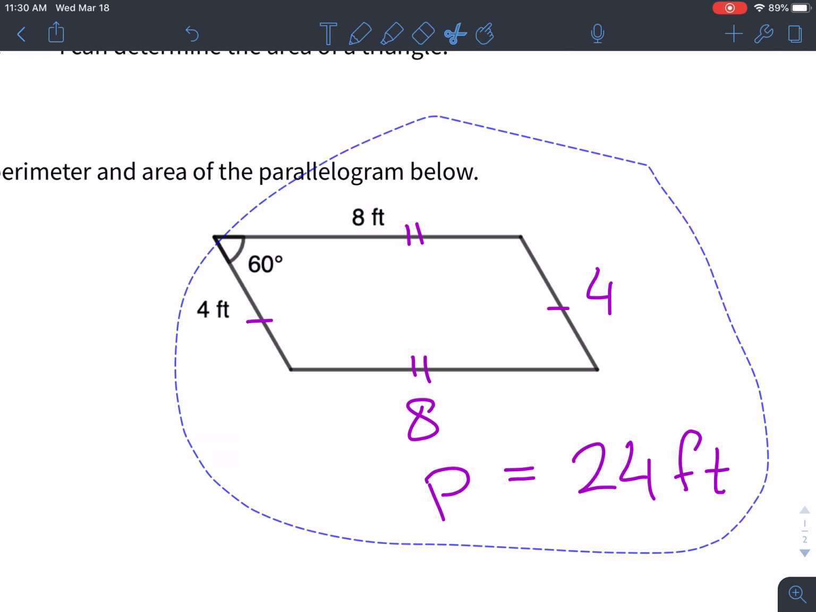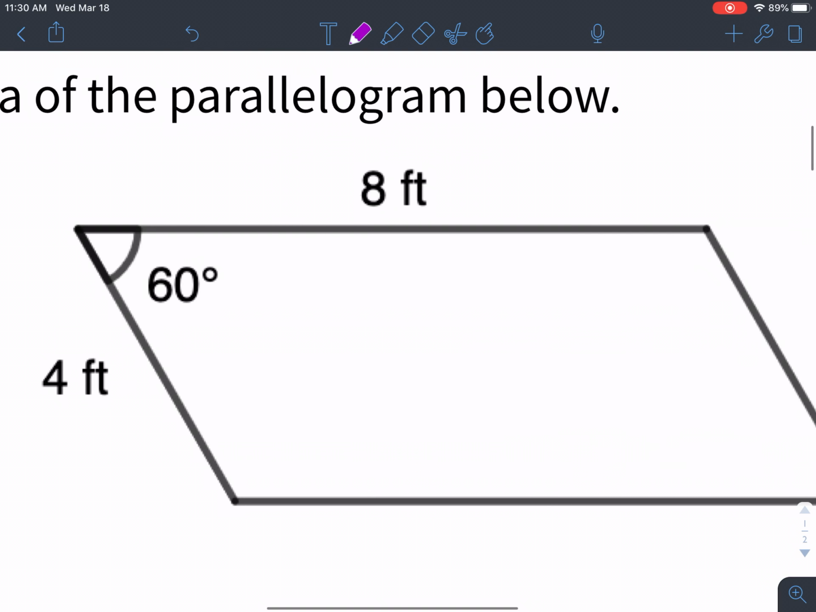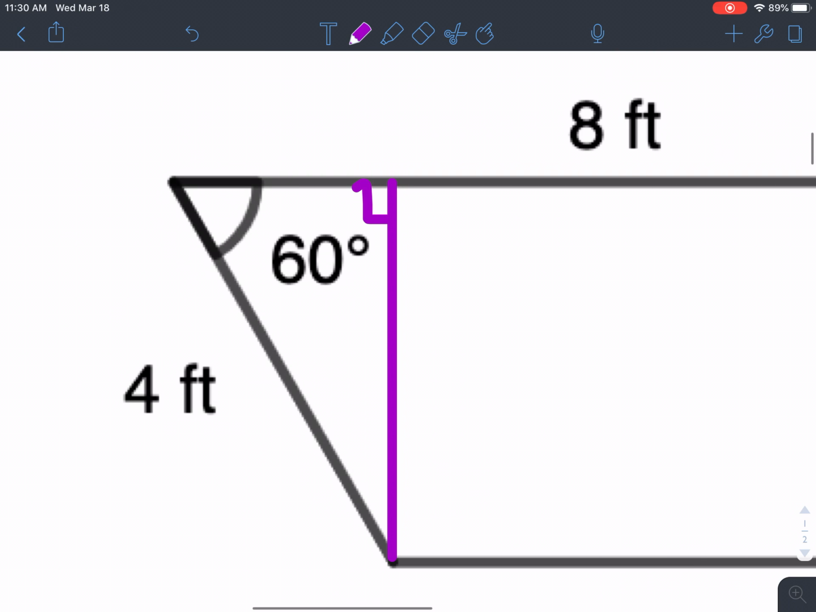If we're going to talk about area, though, we need to find the height, because the height of this parallelogram is not 4, right? That is one of the side lengths. So if we say that the base is 8, then we would need to find the height of the parallelogram, and we can do that by drawing in an altitude from one of the vertices. Now we have a right triangle. We know that one of the angles is 60 degrees. That means that this is a 30, 60, 90 right triangle.